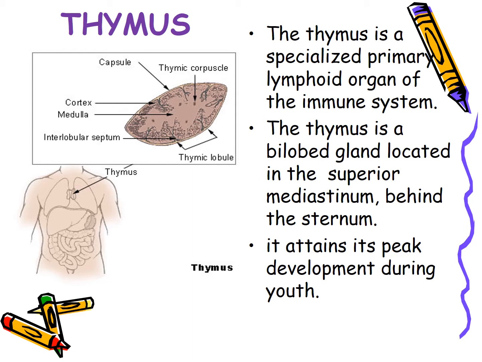The thymus gland is a bilobed gland which is located in the superior mediastinum behind the sternum. This gland is a specialized lymphoid organ and it is related to the immune system. It attains its peak development during youth, and histologically it consists of two lobes, and each lobe is made up of an outer cortex and inner medulla.